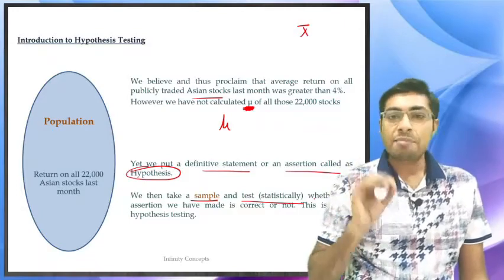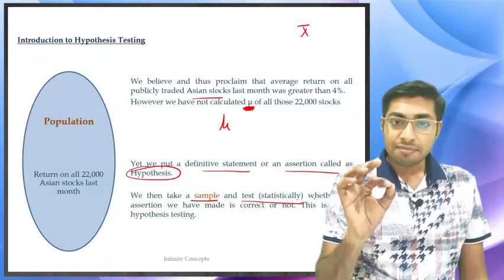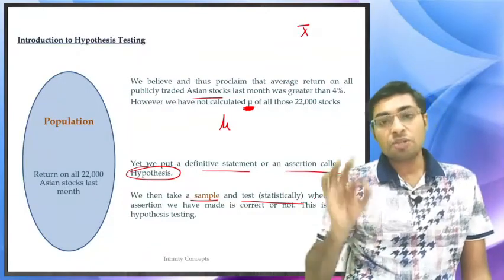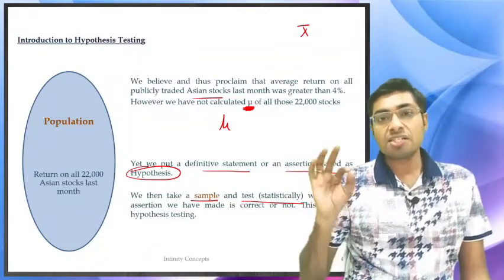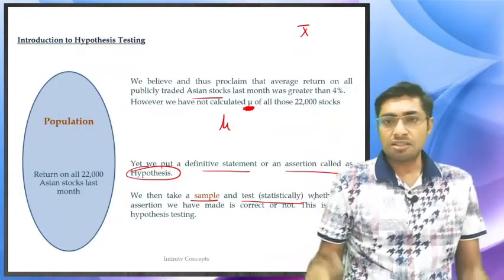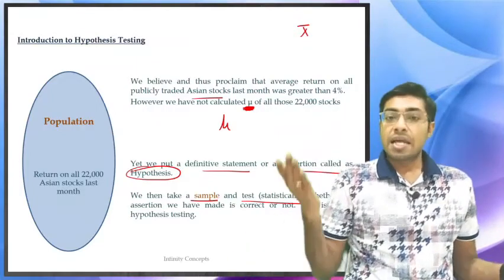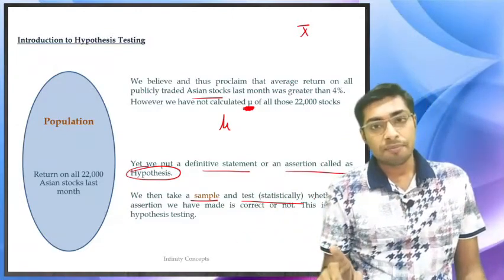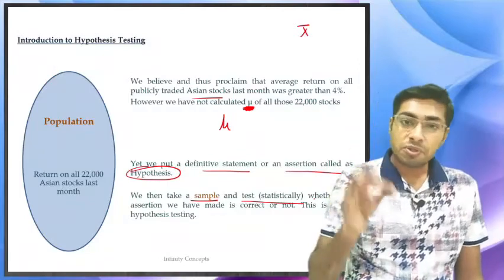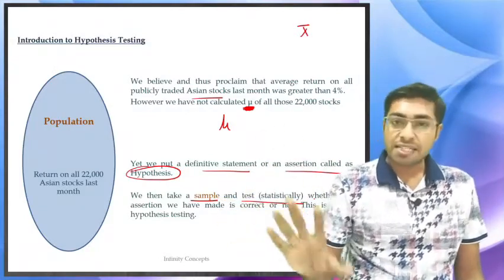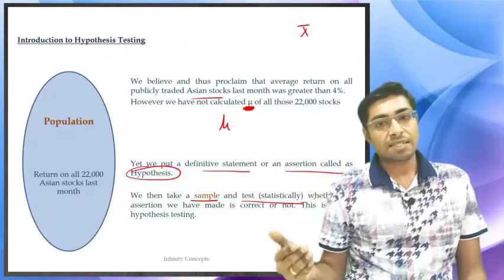So first, I am going to make a statement. The statement will be that the mean of 22,000 stocks on the Asian stock market last month was greater than 4%. This is the statement that I have made. Now, I will statistically prove whether I am right or wrong. For that, I am going to take out a sample. That sample I am going to test through hypothesis testing.